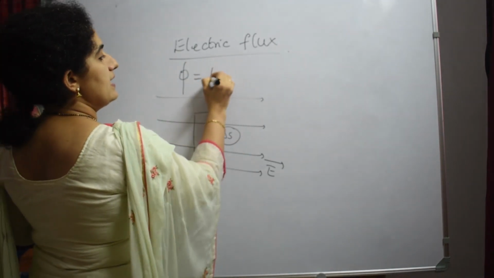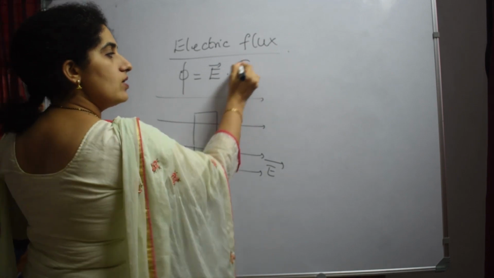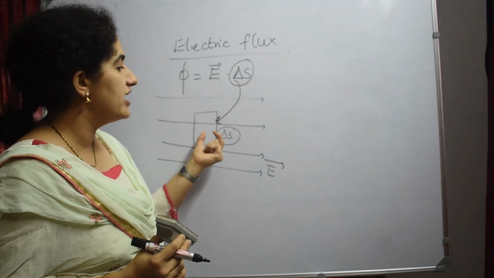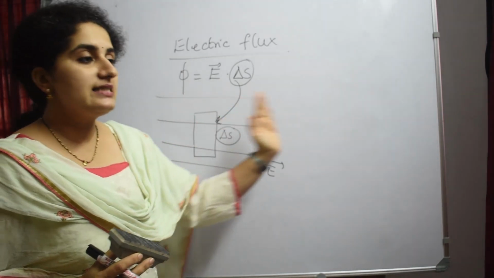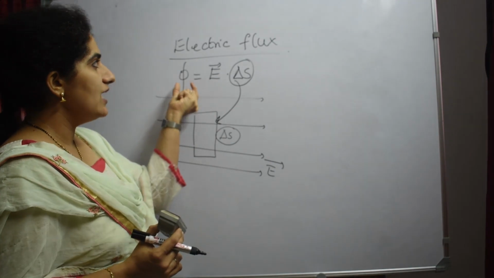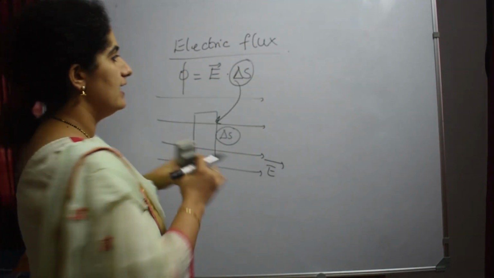So flux is represented as phi. Phi can be written as E dot delta S, or dS. What is this delta S or dS? It is a small surface area through which you are considering the electric field lines to pass. I hope it is clear. So phi, or electric flux, is nothing but E dot delta S.